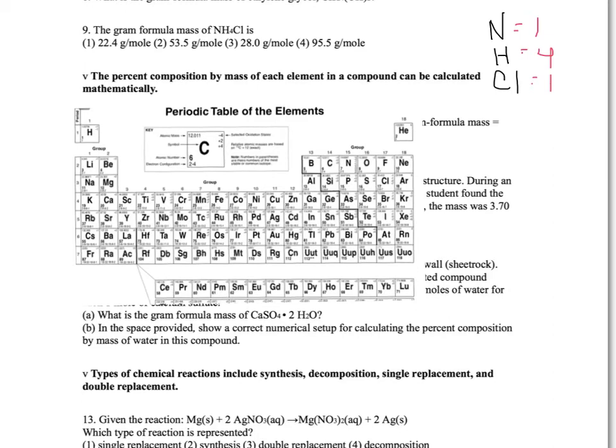And we'll look on our reference table to find the mass rounded to the 10th place. So nitrogen's mass rounds to 14.0, while hydrogen rounds to 1.0, and chlorine rounds to 35.5. Again, you can see the masses are here in the upper left-hand corner. When we place this in our calculators, we get a gram formula mass of 67.5 grams per mole.